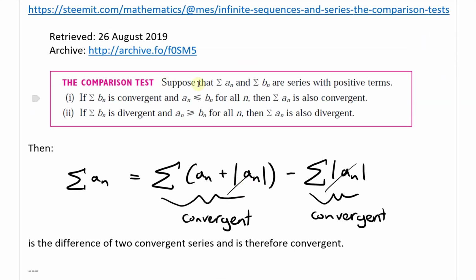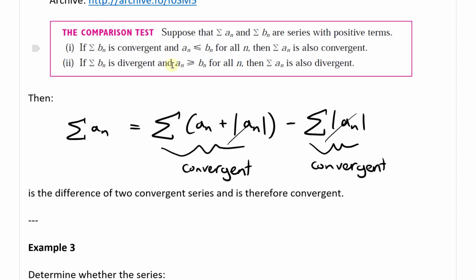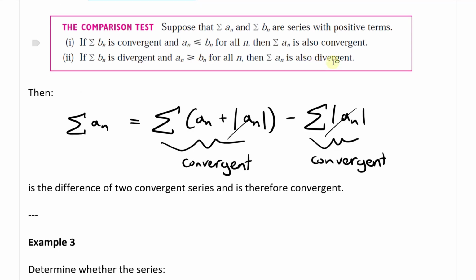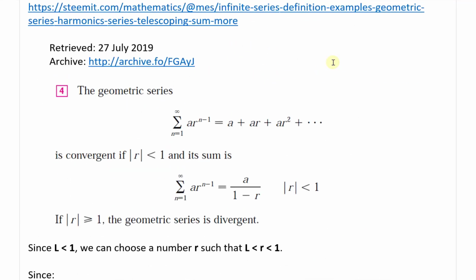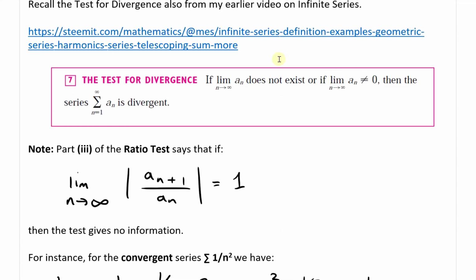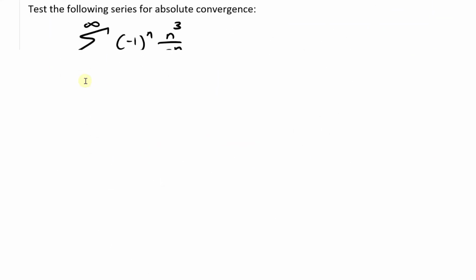Let's scroll down a bit more. Here's the comparison test, which I used earlier just now. I just wanted to recap quickly. If the terms an are less than bn, where bn is a convergent series, then this is also convergent, and vice versa. If these terms are greater than a divergent series of terms, then it's divergent. Also, I believe there's one more to double check: the geometric series. And the test for divergence: if the limit of an does not exist, or is not equal to 0, then the summation of an from n equals 1 to infinity is divergent. So this series is divergent, and there's the link to it.